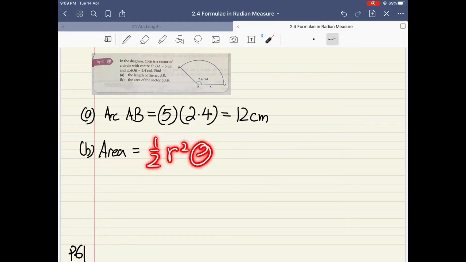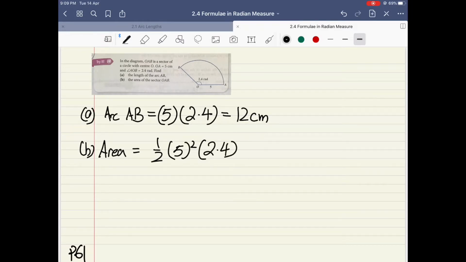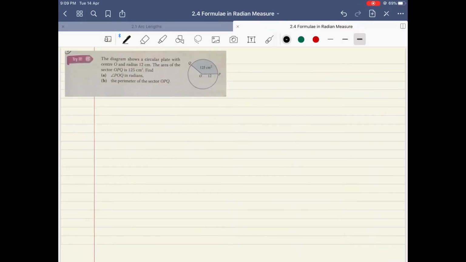Next, the area of the sector is simply equals to, if you remember from the previous slide, half r squared theta. So what we have is half times 5 squared times 2.4 radians. So the area of the sector in this case is 30 centimeters squared.